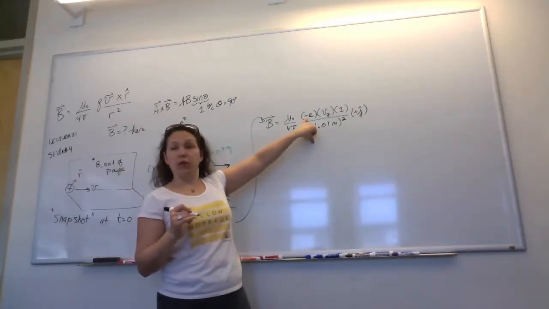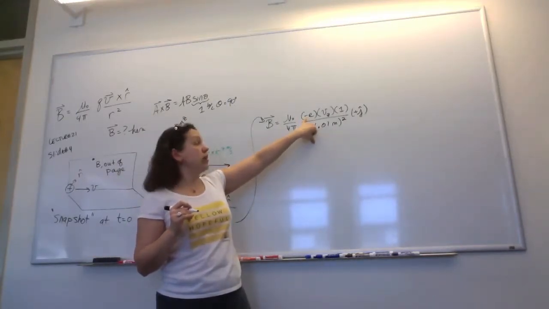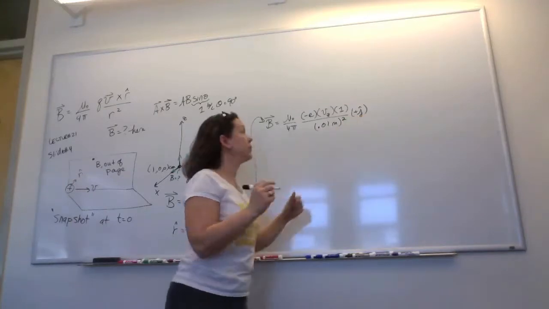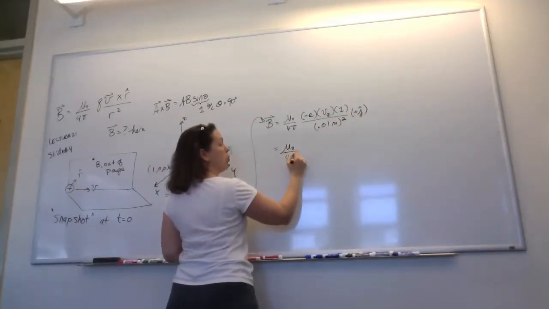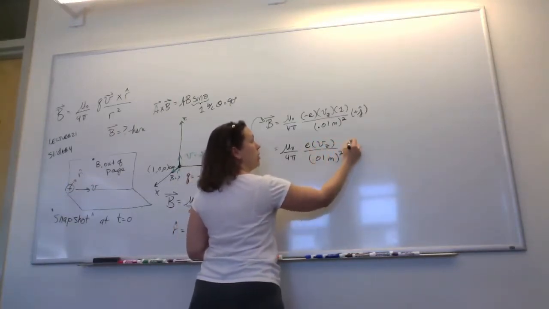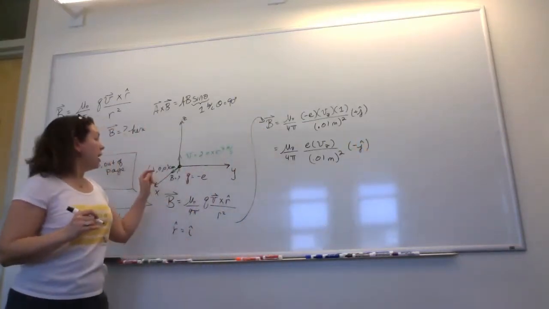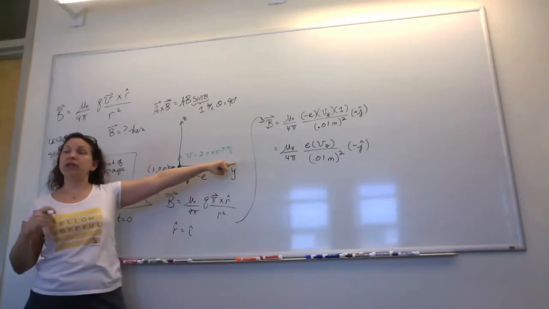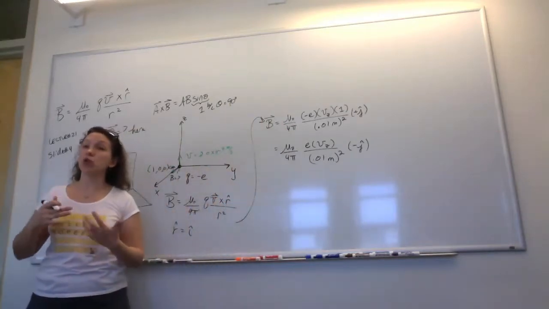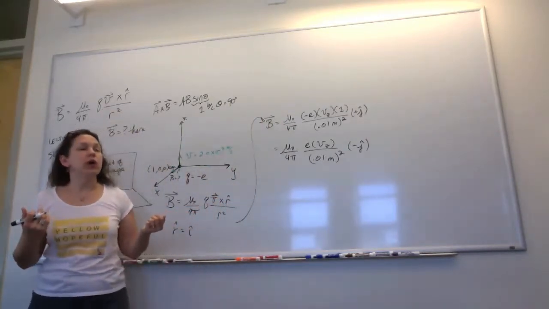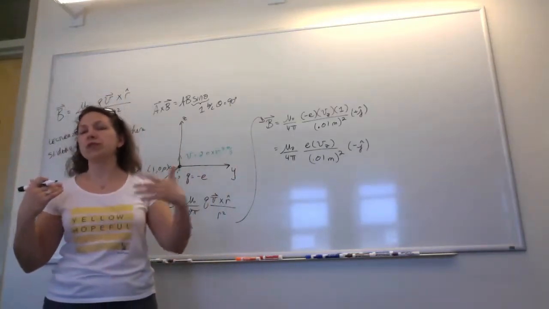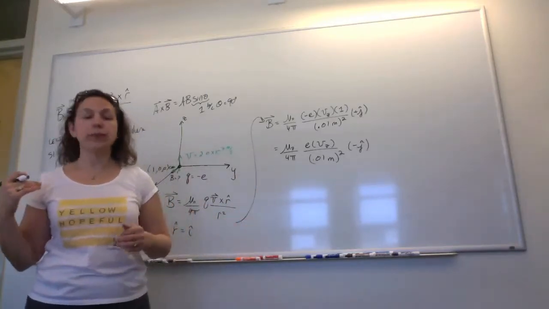One of the things I want to point out, though, look at this negative sign. Because it's an electron, this negative sign actually carries over to the direction. And so what we have is mu naught over 4 pi e times v z over 0.01 meters quantity squared times negative j hat. A proton would move in the positive y direction, but here we have an electron, so it moves in the negative y direction. So the sign of the charge actually plays a role in the direction. Very similar to the force on a charge in an external electric field. Electrons experience a force in the opposite direction as the electric field.